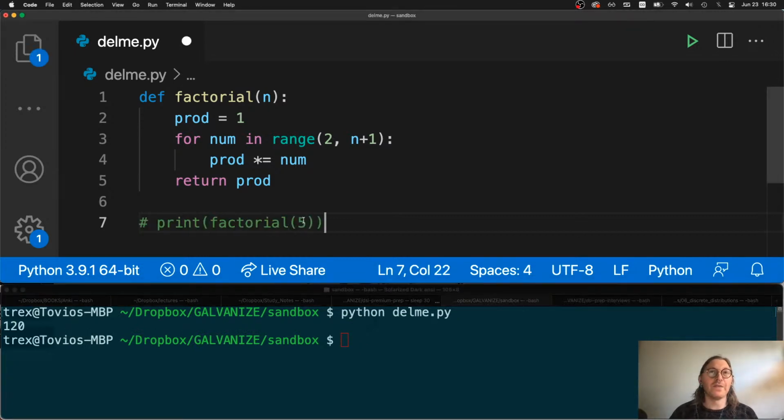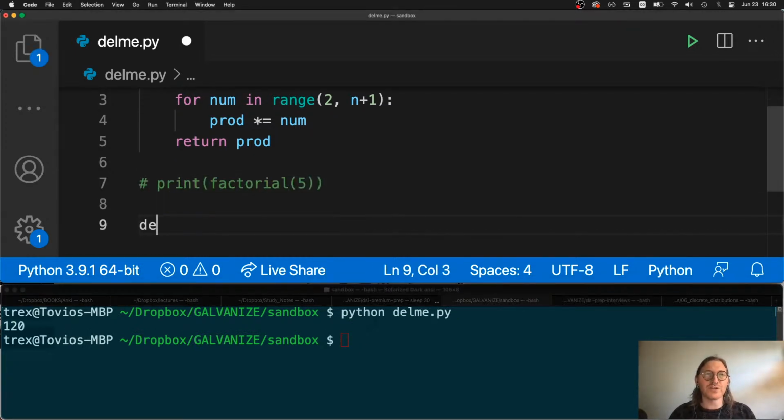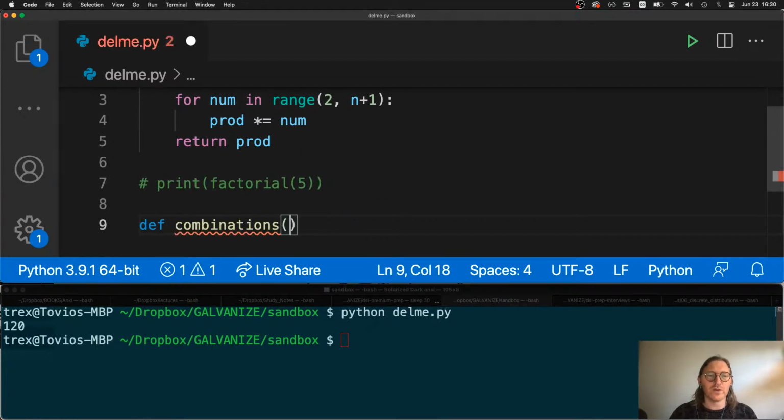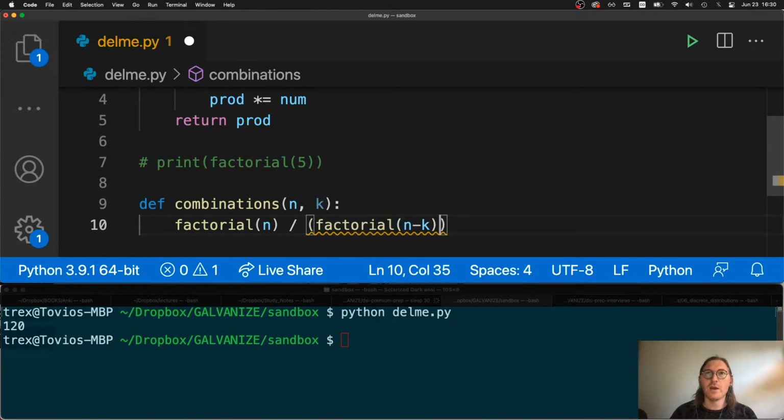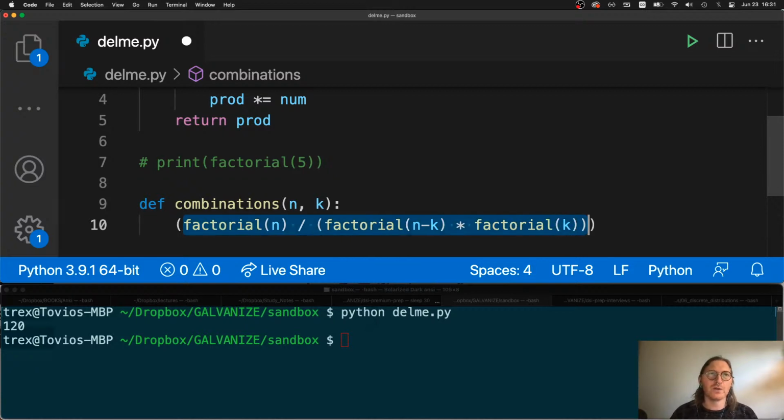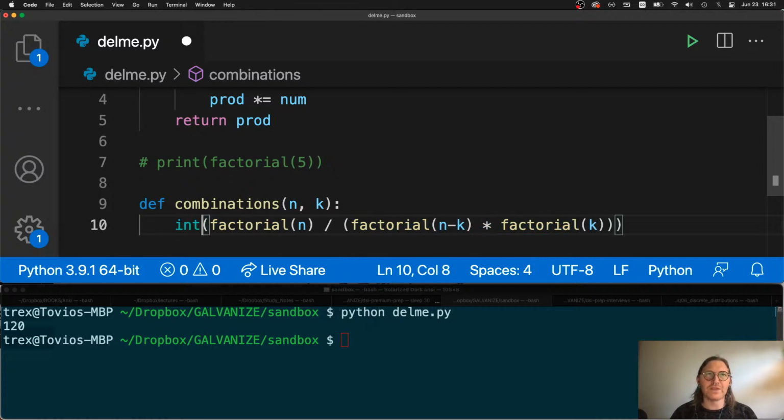Okay. And then we'll need combinations. So here's our combinations formula, n choose k, and we're just going to take the factorial of n, just like we saw in the way I wrote it out, and this is over the factorial of n minus k multiplied by the factorial of k. Because this is a count, I'm going to make this an integer, and I'll return that integer.